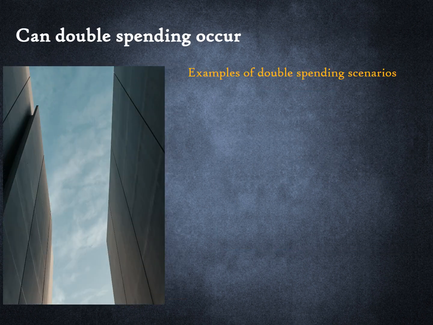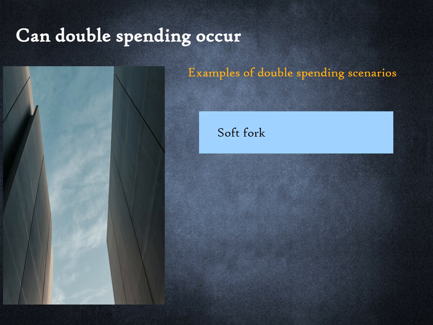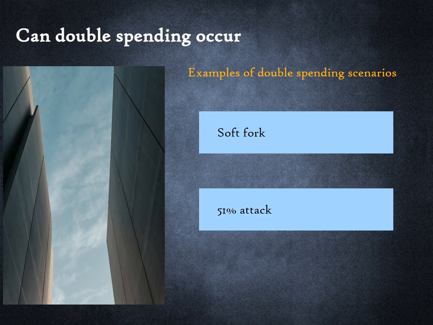So far, we discussed the happy path. But does this mean that double spending can never occur? There are scenarios that are unlikely but theoretically feasible. The goal of this lesson is not to explain every possible circumstance where double spending might occur, but to get a flavor of why it is unlikely, we will cover a couple of scenarios. The first scenario we will cover is that of a double spending through a soft fork. The second scenario is that of a 51% attack.